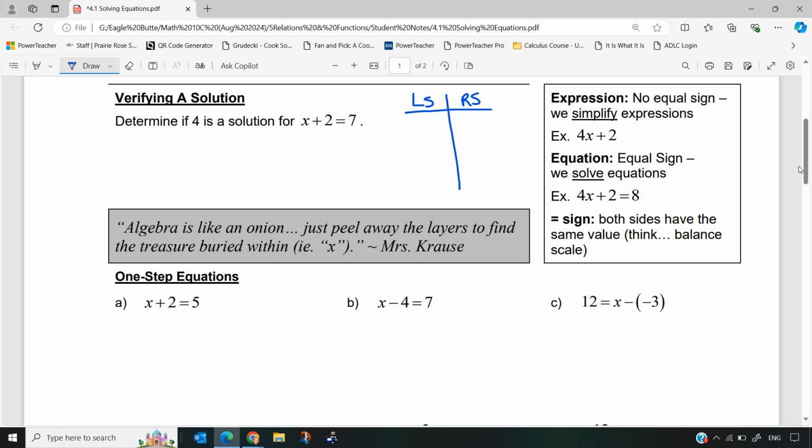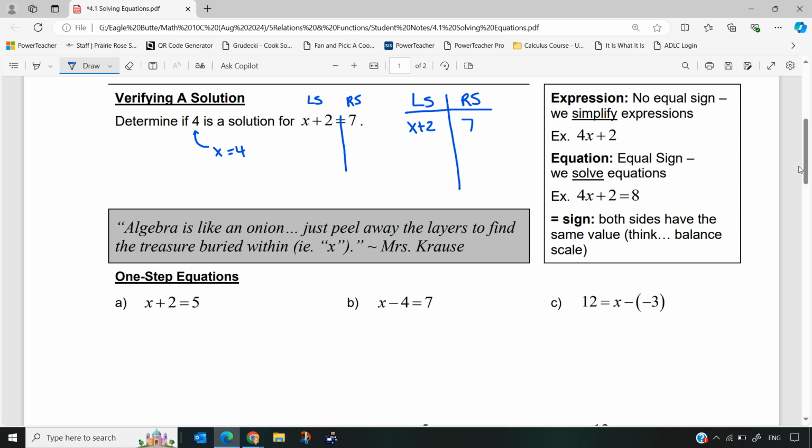So for an LSRS chart, essentially what we're doing is we're just dividing our equation into the left side of the equation and the right side of the equation, with the equal sign being our border. So we put the left side of the equation on the left side of the chart, and we put the right side of the equation on the right side of the chart. Then we substitute in our value. In this case, it's x equals 4. We sub in that x value wherever we see an x, and if our answer is correct, both the left side of the chart and the right side of the chart should be equal.